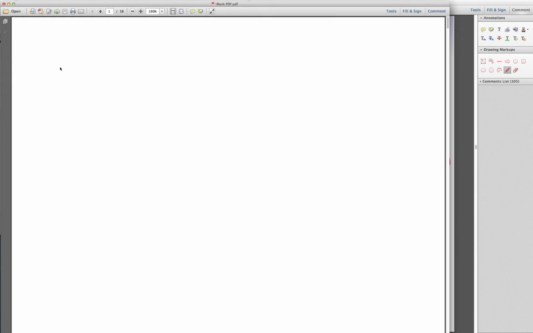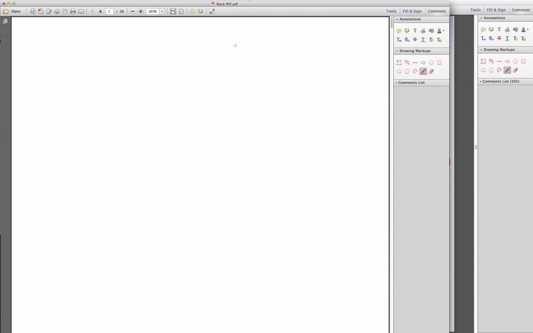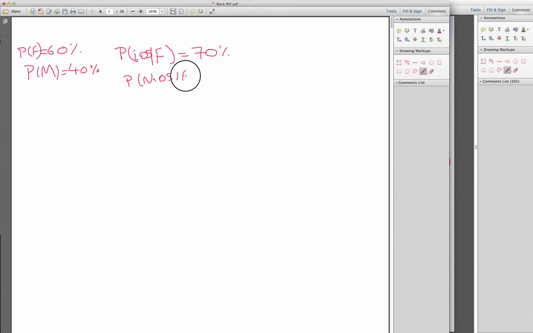Let's say we are in a class where 60% are female. So the probability of being female in the class is 60%, and the probability of being male is 40%. And given that you're female, the probability that you're using an iOS device, which is, for example, an iPhone, is 70%. The probability that you're not going to use an iOS device is therefore 30%.